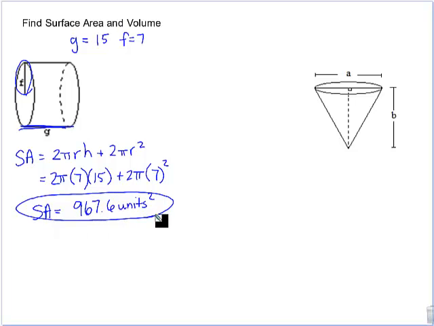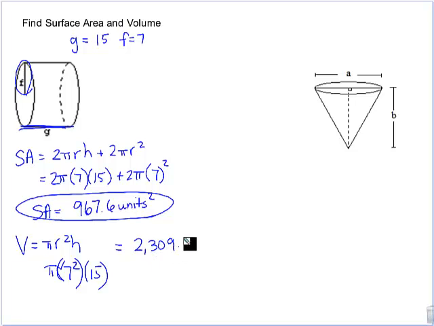Okay. Volume, we just need to follow the volume formula of a cylinder, which is pi r squared h. So pi, our r, we already determined is 7, so 7 squared, and our height is 15. So you just need to take pi times 7 squared times 15, and you get the volume. So here the volume is 2,309.1 units cubed.